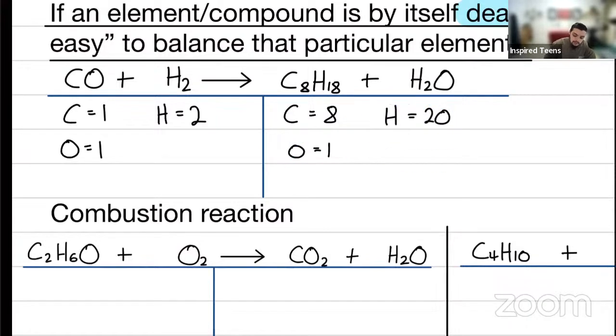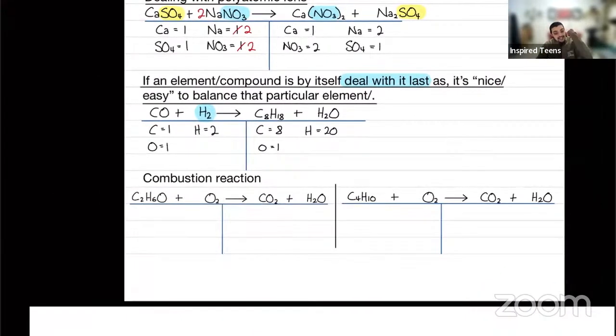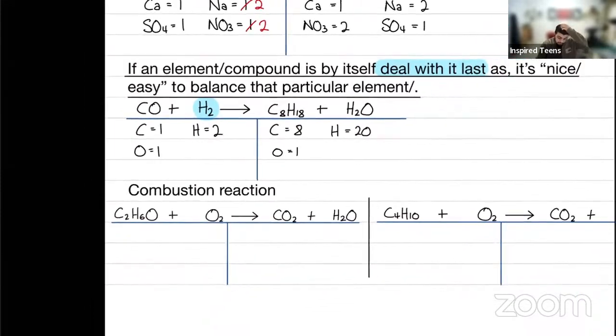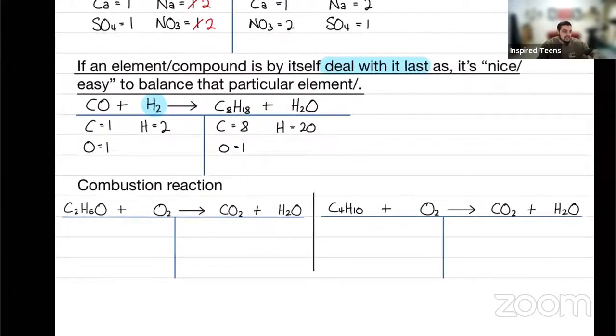Okay, so here the compound that's on its own is hydrogen. So we want to deal with hydrogen last, because we can easily manipulate hydrogen. I can multiply it by anything, and it's not going to affect any other term. If I put a 5 here, it's going to affect the chlorine and the hydrogen. So that's an issue sometimes. That's why if you have an element or a compound by itself, it's quite nice, because you can deal with it last. It's easy to balance because it's on its own. You can manipulate it on its own.